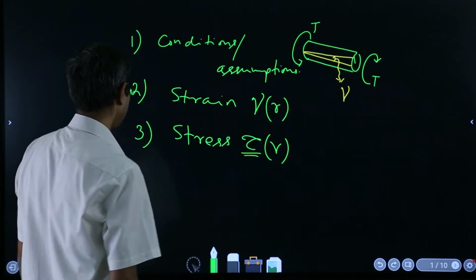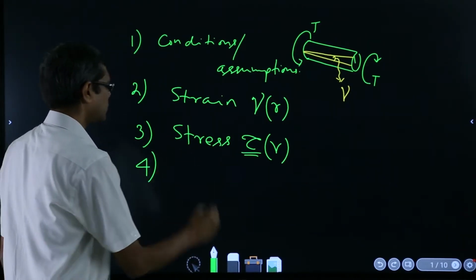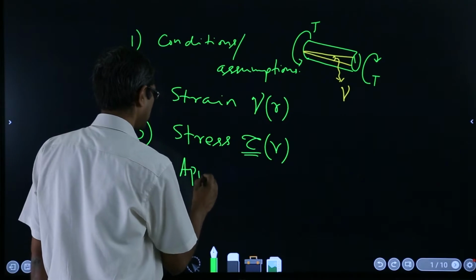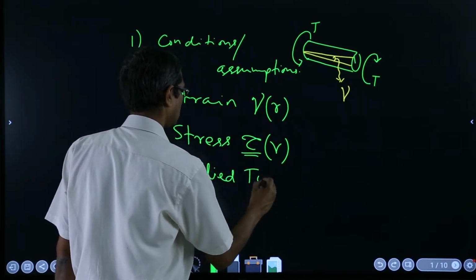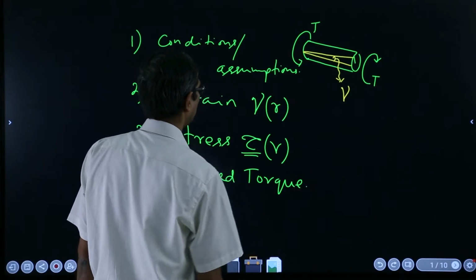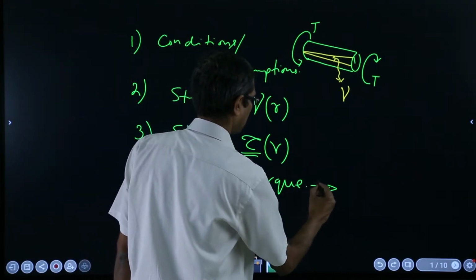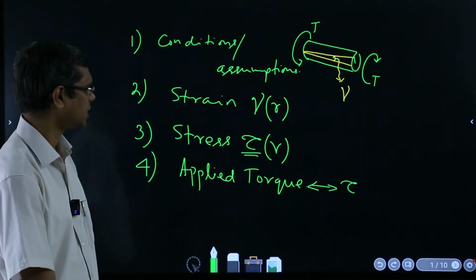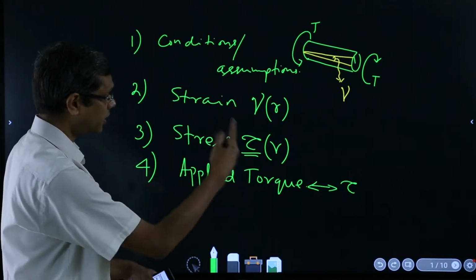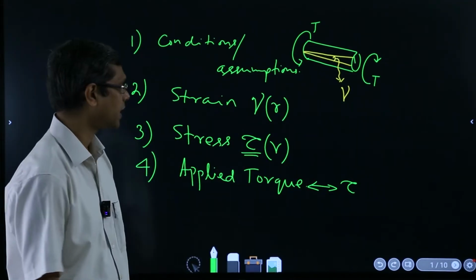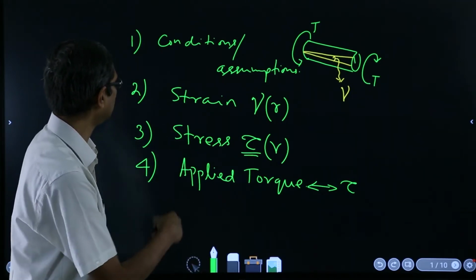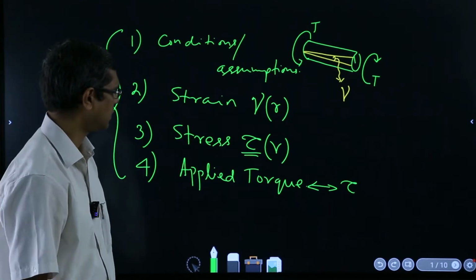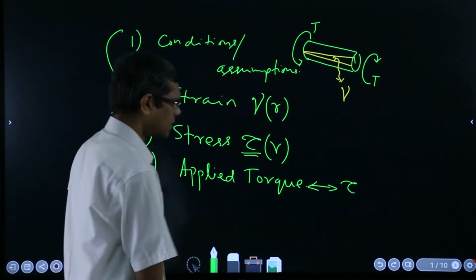And then based on that, we also derived the relationship between the applied torque and the stress field that develops. The maximum shear stress that gets developed, and the geometric property of the section where we defined the polar moment of inertia. So all these things we did, and in a way we moved like this in sequence.